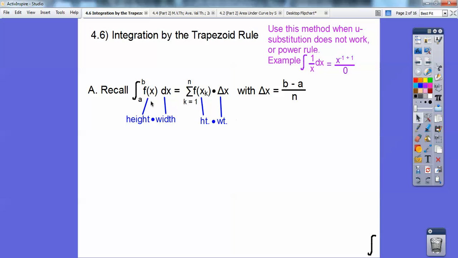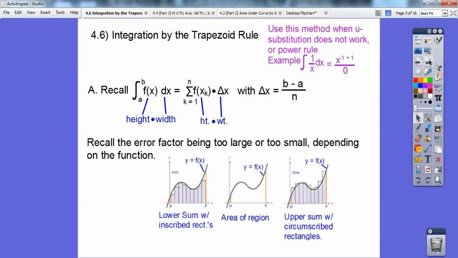So recall the integral from a to b of f of x dx. f of x was your height, that's how high it goes, and dx is your width. So it's equal to the sum of all the f of k's times delta x, where f of k's are my heights and my width is my delta x. Remember, your delta x is your right endpoint minus your left endpoint divided by how many rectangles there were. So that's pretty much what we're doing, all the rectangles.